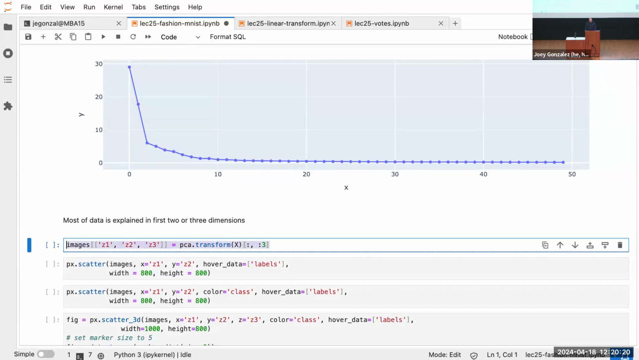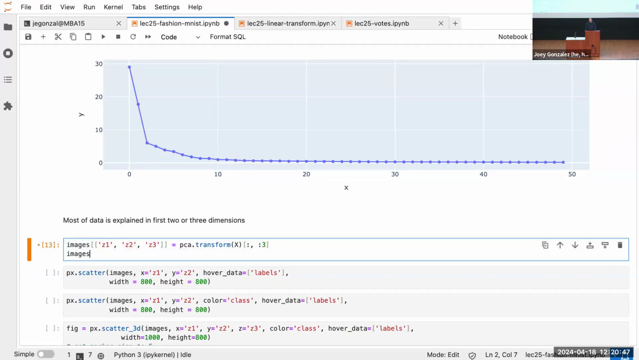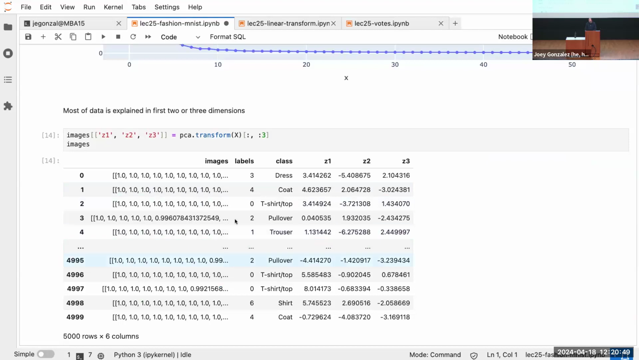So I'm going to pull out the transformed data. I fit the PCA model, and now I'm going to take those eigenvectors, the principal components stored in the PCA model, and project my X onto them, taking just the first 3 columns. Remember, I actually saved 50 dimensions of eigenvectors just for fun a moment ago. I'm going to add columns Z1, Z2, and Z3 to my images data frame. Let me show you what that looks like. So I took all these crazy numbers and now I have 3 principal components.